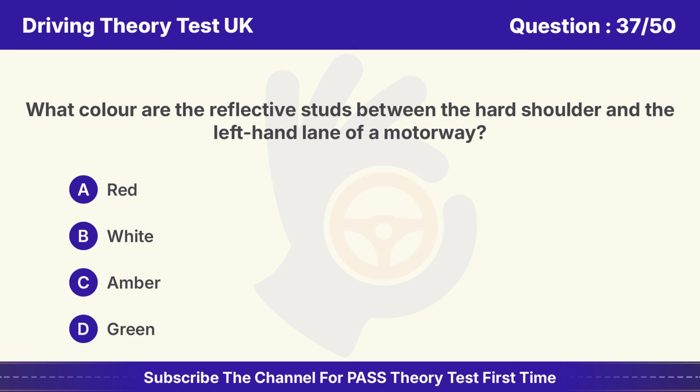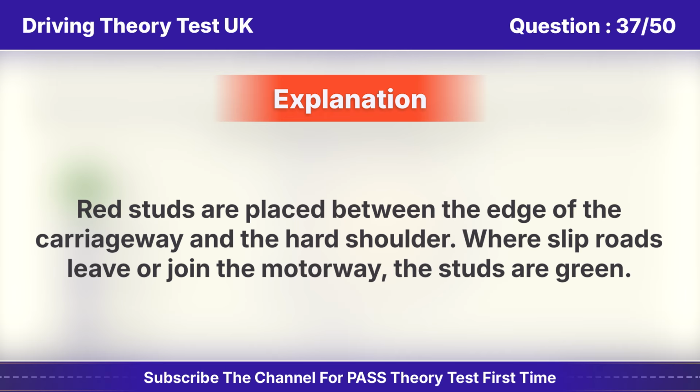Question 37. What color are the reflective studs between the hard shoulder and the left-hand lane of a motorway? Option A. Red. B. White. C. Amber. D. Green. Answer is A. Red. Red studs are placed between the edge of the carriageway and the hard shoulder. Where slip roads leave or join the motorway, the studs are green.